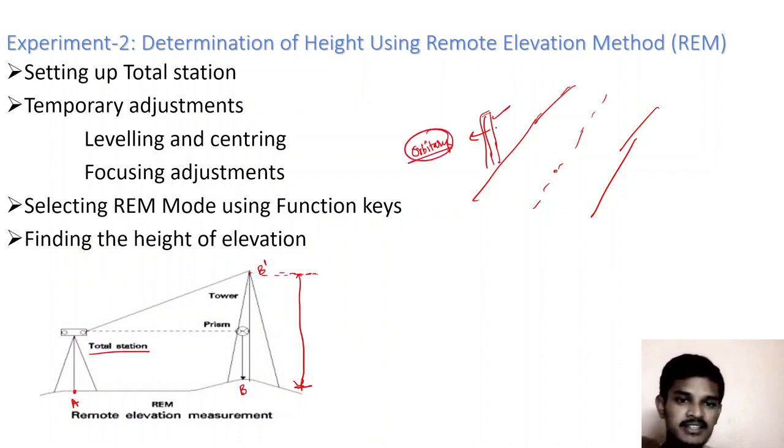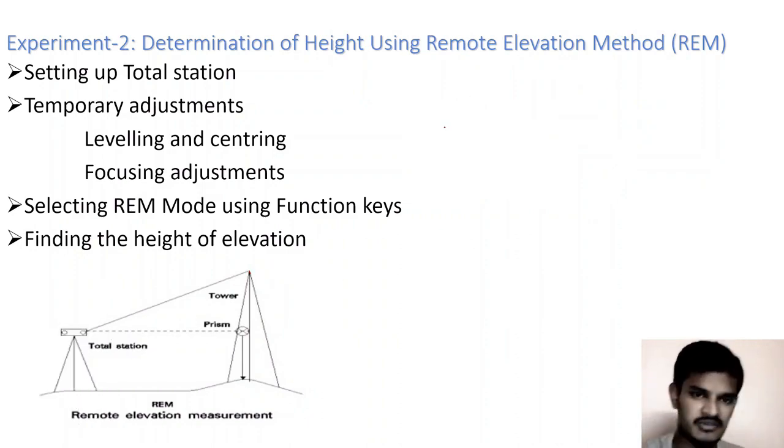In order to calculate the exact height of this pole, we'll be using this REM method, the remote elevation method. So we'll calculate the exact height. With respect to that exact height and position, we can assign the center line in future. So that is one such basic importance.